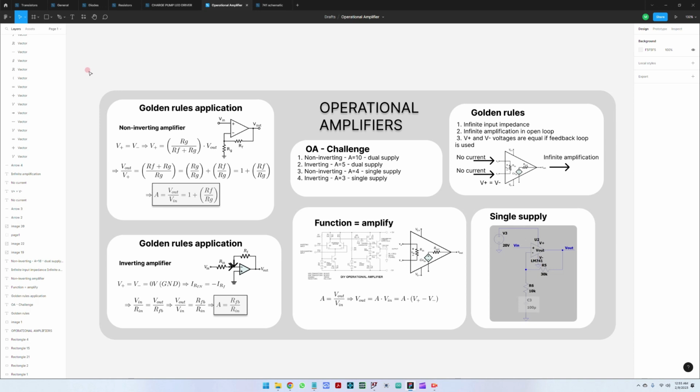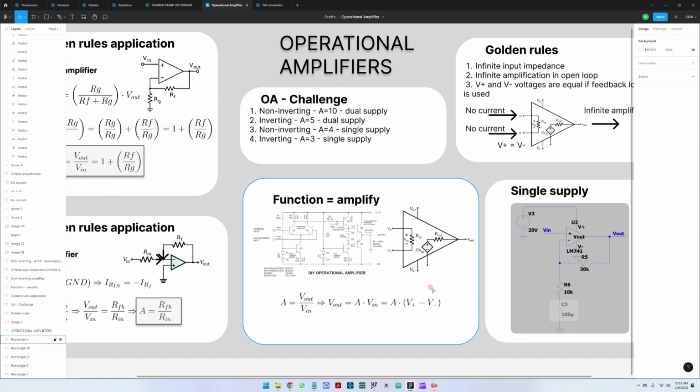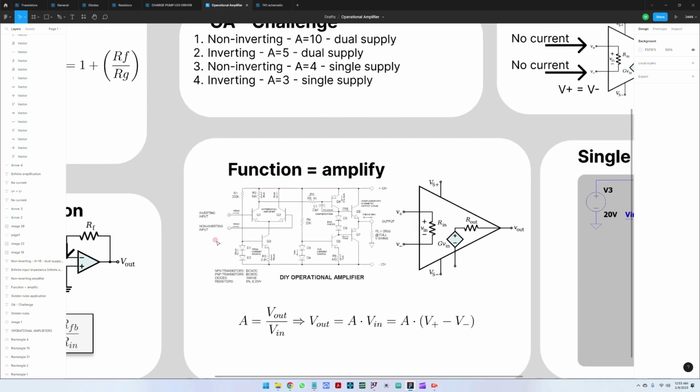Today we will be discussing operational amplifiers. Operational amplifiers can be found in most modern electronic circuits. They are widely used, integrated in bigger integrated circuits or as a standalone design. Their main function is to amplify an input signal.